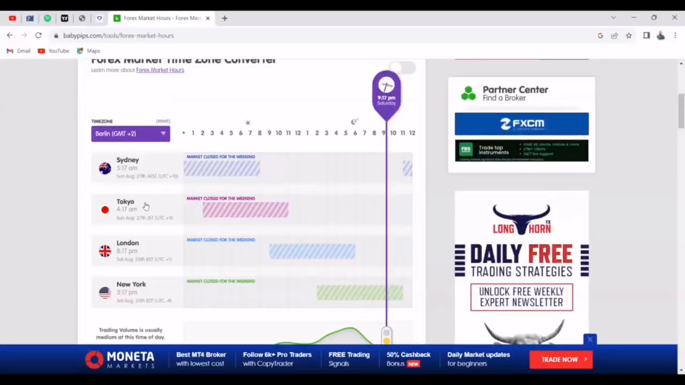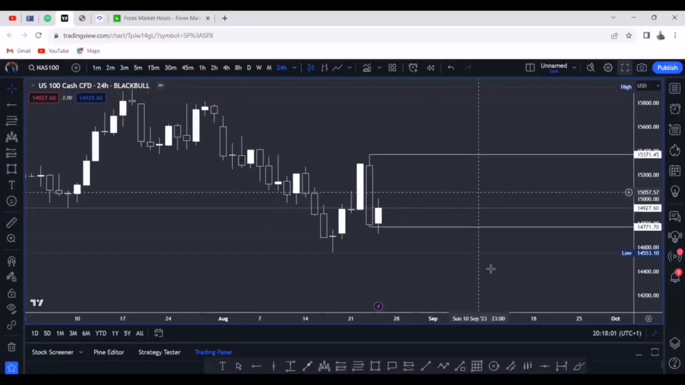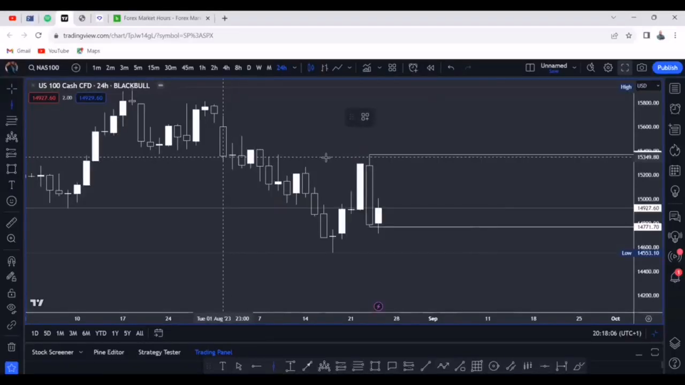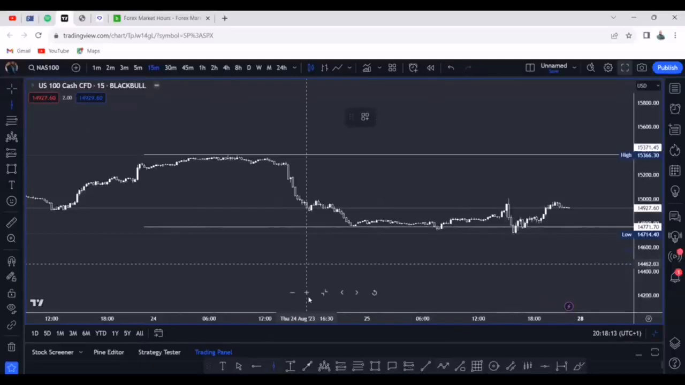So now we go to the Tokyo session. When is the Tokyo session? The Tokyo session is from 2 a.m. on my local time to about 11 a.m. So I'll go to TradingView and draft this. I'm back on TradingView, and what did we say? When is the Tokyo session? The Tokyo session is from 2. I want to go to the lower time frame, like 15 minutes, so I can draw it properly.